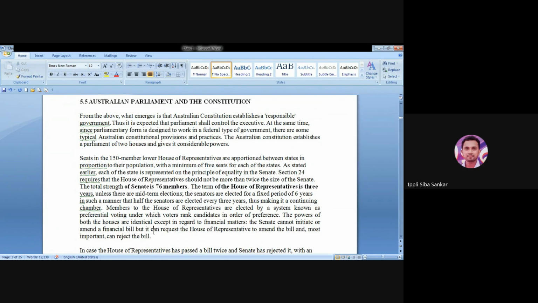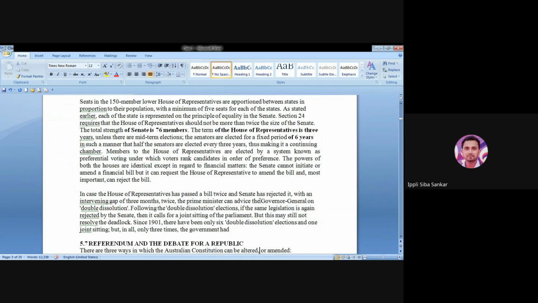Unless there is a mid-term election, a senator is elected for a period of 6 years. In India, the same system is followed in the Rajya Sabha, with 6 years, in such a manner that half of the senators are elected every 3 years, thus making it a continuing chamber, a permanent chamber. The Senate is the upper house.